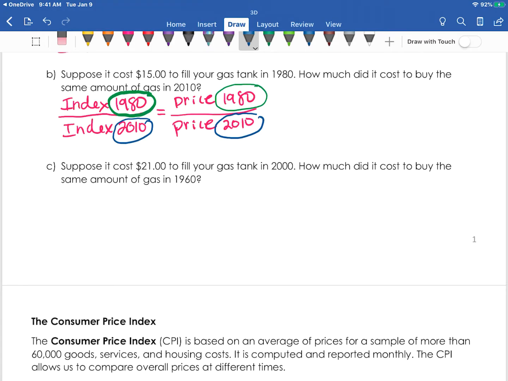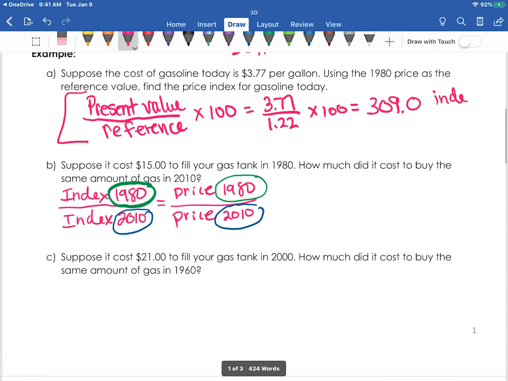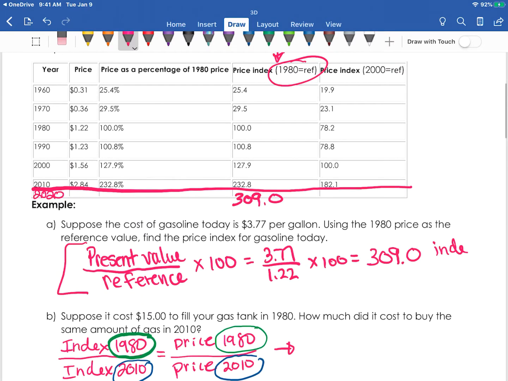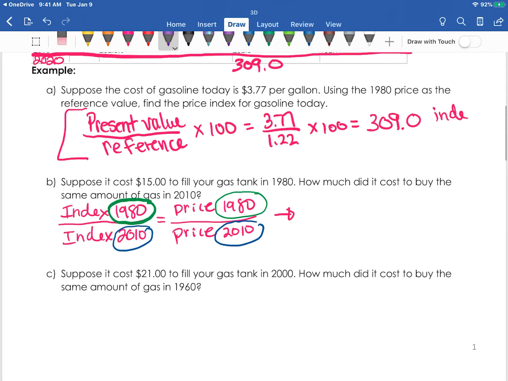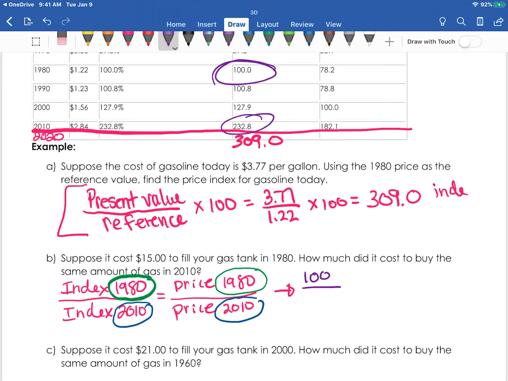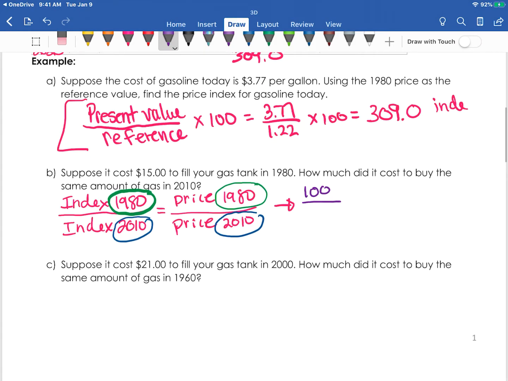Now, if we fill in the information based on the table and what's given in the problem, I'm going to set up an equation. In the first fraction on the left, I'm going to put the index for 1980 on top. If I look at my table, for 1980, the price index is 100. So I'm going to put 100 on the top. Then the index for 2010 is 232.8. I'm going to put that down here.